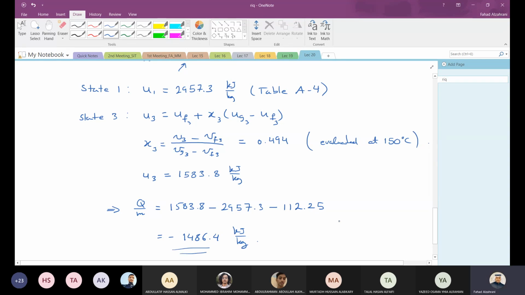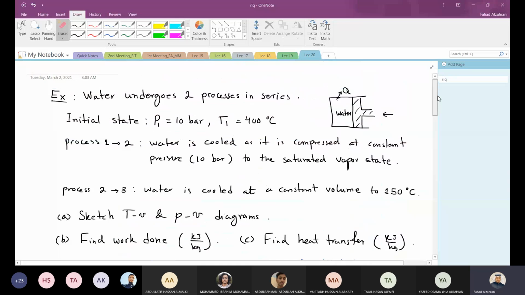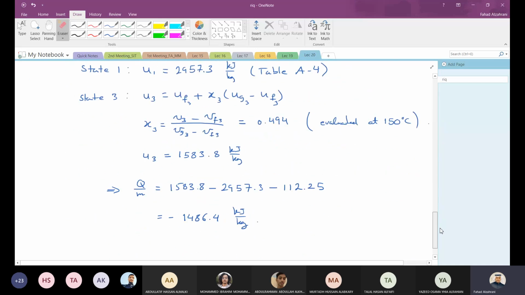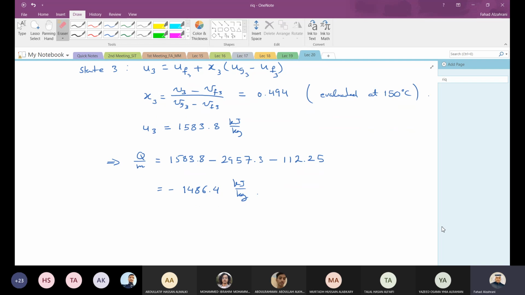Guys, what does the negative mean? It means it should be out of the system, which agrees with our problem saying that we are cooling water. Water is cooled, water is cooled. So this is most likely correct, because we got a negative heat transfer. That means the heat is indeed transferred out of the system.